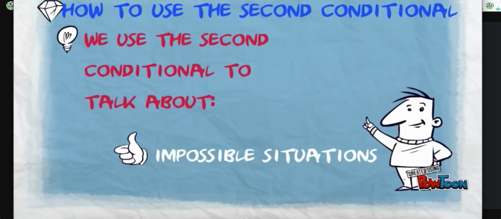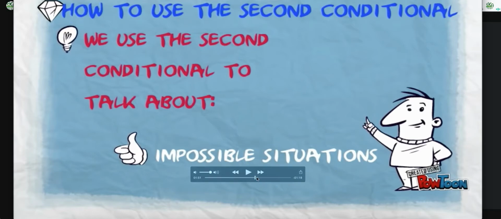So, Jose, can you please help me reading this slide? Okay, he's not there. So, Sofia, can you please help me reading? Yes, teacher. How to use the second conditional? We use the second conditional to talk about impossible situations. So this is what we were talking about, impossible situations, hypothetical situations, okay?